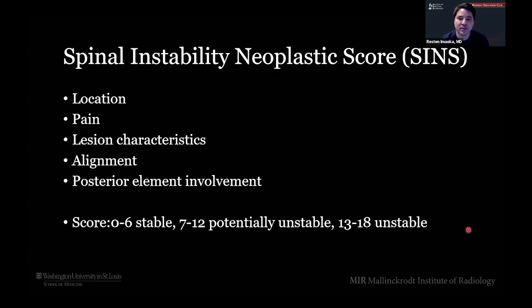Right, so location, pain, lesion characteristics, alignment, and posterior element involvement are the main categories of the SINS, and you can see down here the scores, right? We tend to treat people here in this region where they're potentially unstable. They have 7 to 12 points on the SINS, right? If you're seeing people who are 13 plus points, those are usually surgical candidates. The surgeons are taking them immediately to the OR.